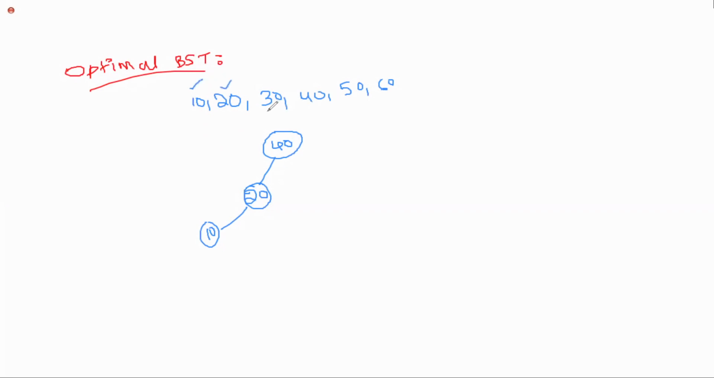Next 30. Where will you insert? We'll check from the root node. Is 30 less than 40 or not? Yes, it is less than 40, so I'll come to left hand side. Is 30 less than 20? No. Is 30 greater than 20? Yes. So I'll write it on its right hand side. Next from 40, 50 is greater than 40, so I'm writing it on its right hand side. Next 60. 60 is also greater than 40 and also greater than 50, so I'm writing 60 here. Is anybody having doubt regarding this construction of binary search tree?